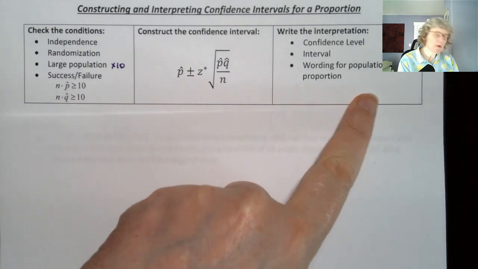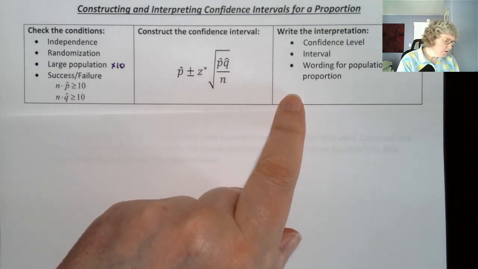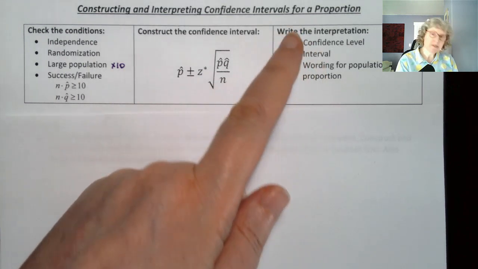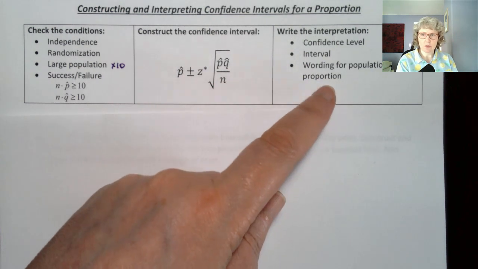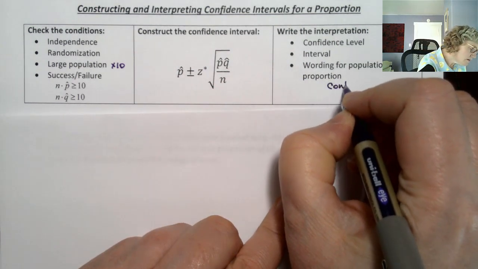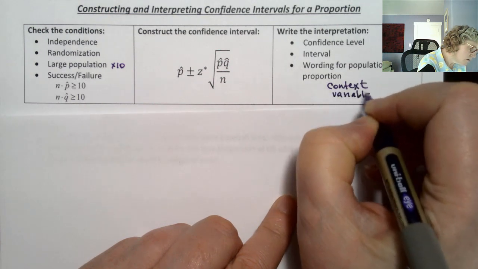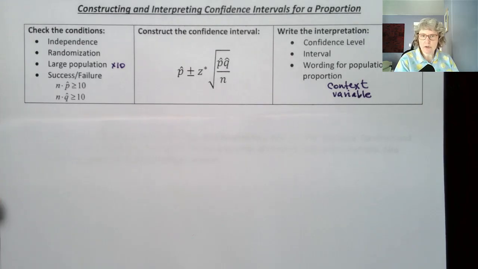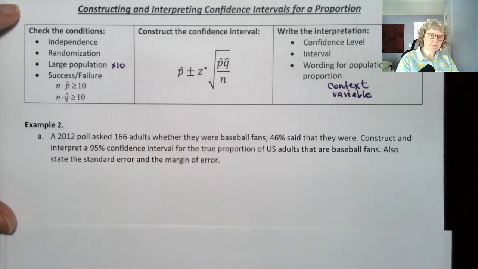Then we're going to write out our interpretation, which we've done in the past, but it's good review. In our interpretation, we'll write our confidence level, the interval, and then we'll include the context, the wording for the population proportion. So this is context or variable, whichever way you want to think of it. Any units, in this case our units would be percentage. Okay, so let's do an example.